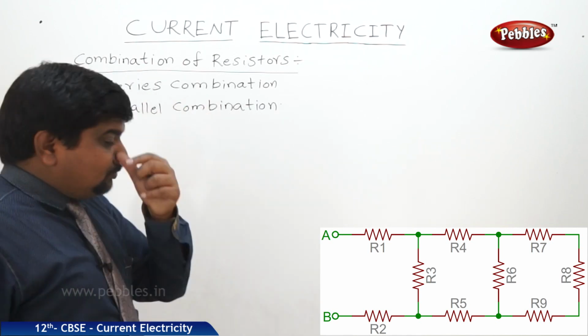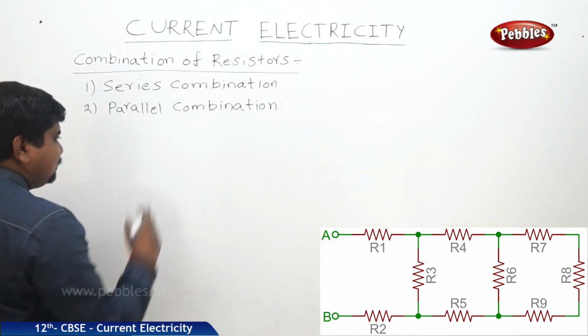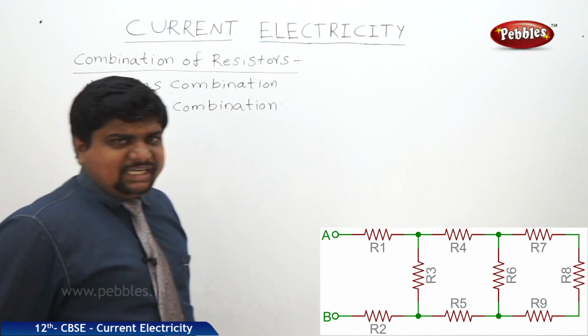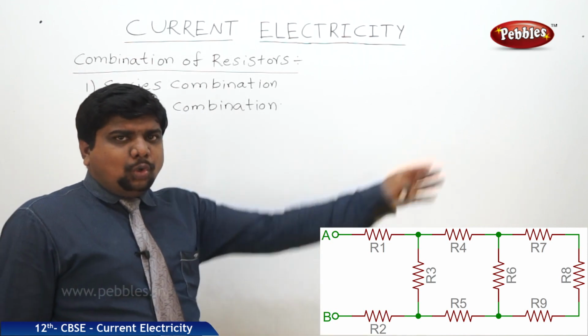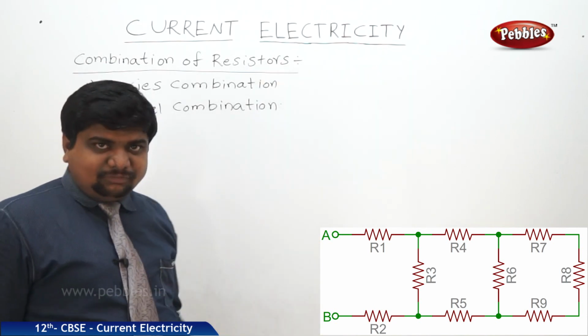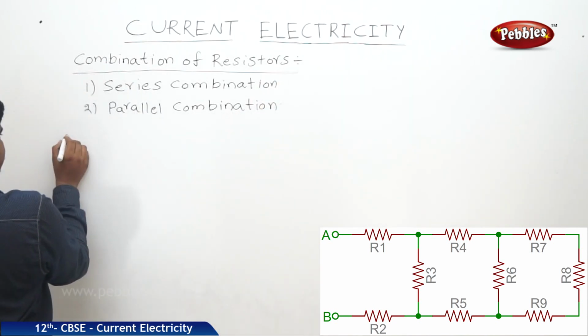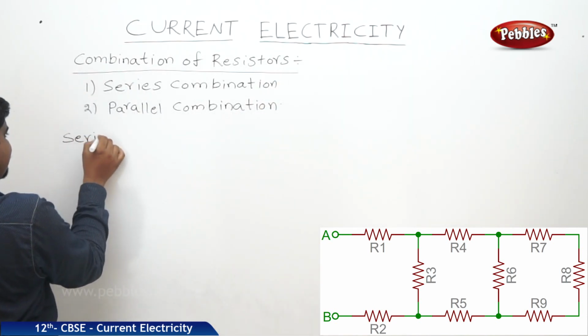So what is series combination of resistors? We can take at least two resistors. The resistors are connected in a row, means next to next, like this. Let me explain the series combination.